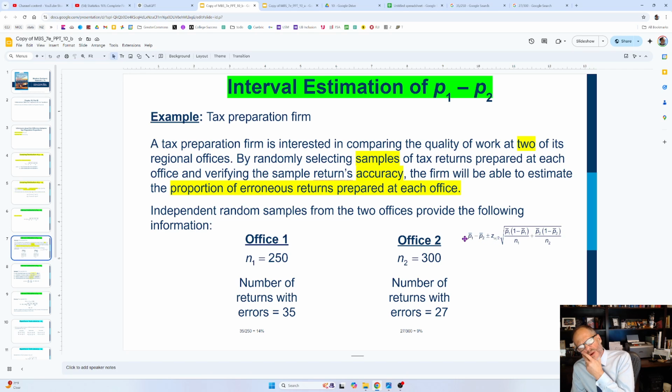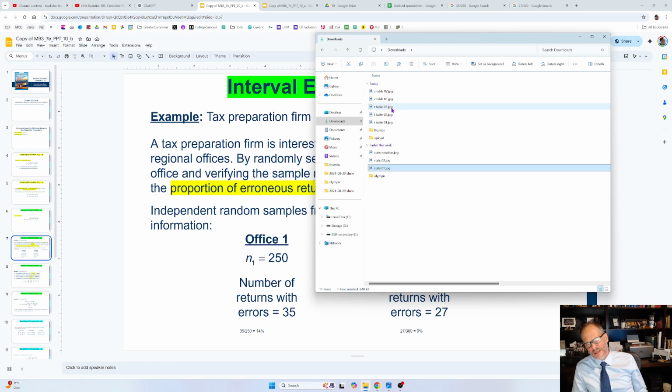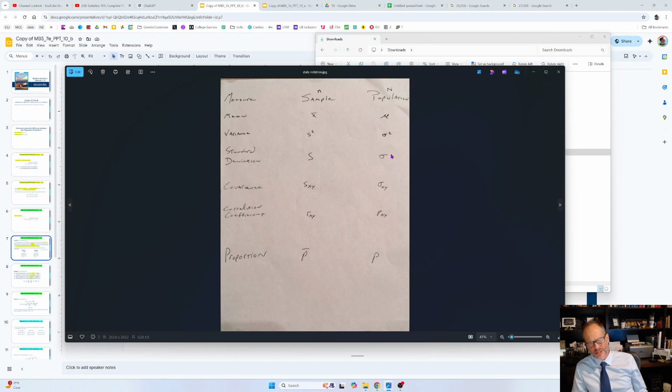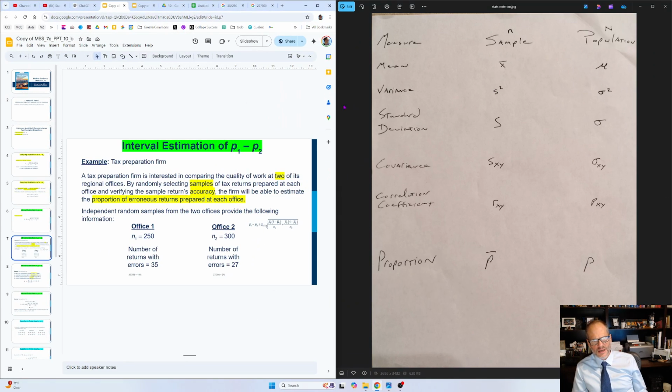And so P with a bar over it makes me think of X with a bar over it, and X bar is our sample mean. And so here, if I bring up our notation, X bar is our sample mean, and we'll keep this right here. So there's X bar, it's our sample mean, and we have P bar. So that's our sample proportion.